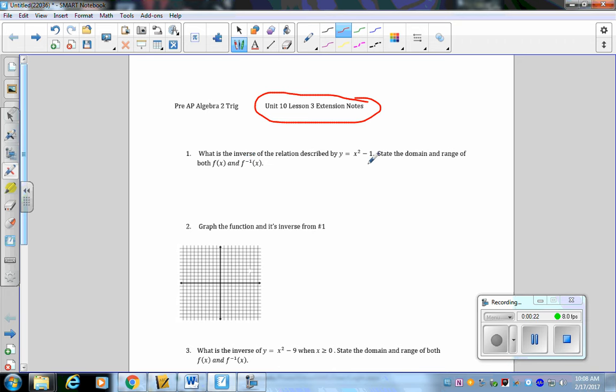Okay, so we just have three examples that we're going to work on. Number one, it says, what is the inverse of the relation described by y equals x squared minus 1? State the domain and range of the function and its inverse. Remember, this tells us an inverse.